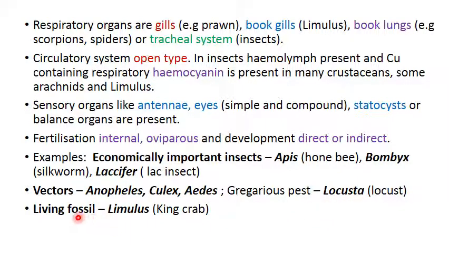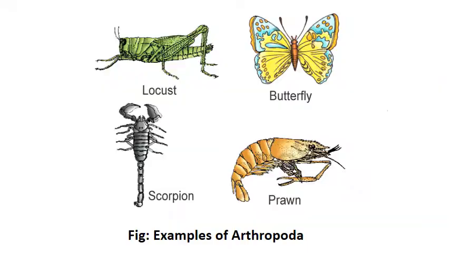Then the next example is living fossils, that is Limulus. As I said, living fossils means they originated on the earth a long time back and are still surviving till now. So that is called a living fossil, and that is Limulus, the horseshoe crab or the king crab. So these are some examples listed in the NCERT book.